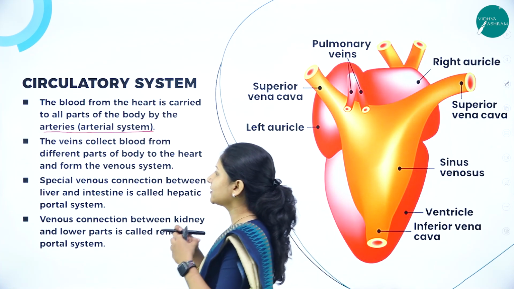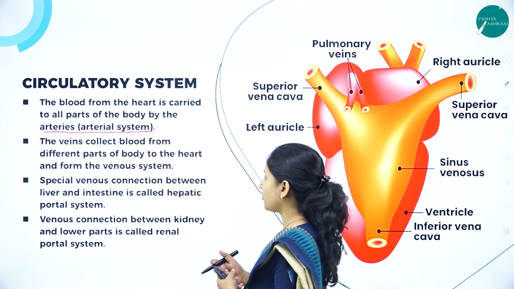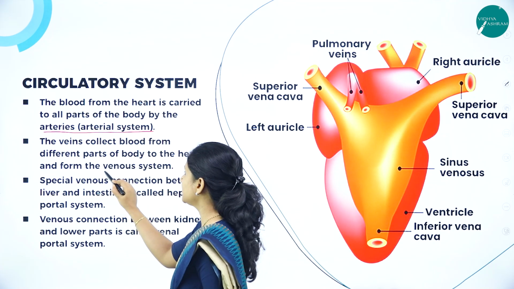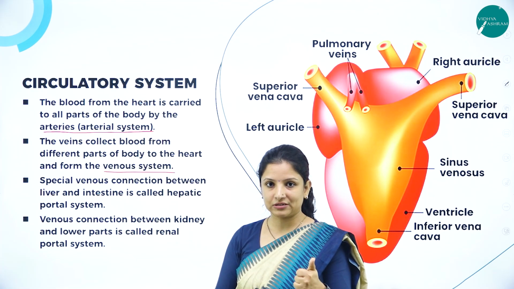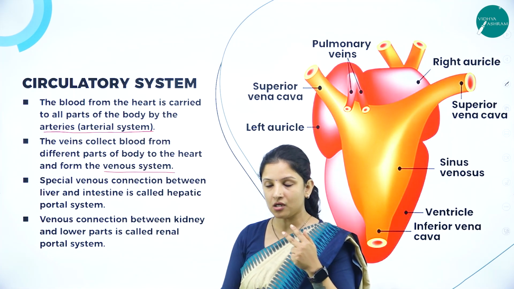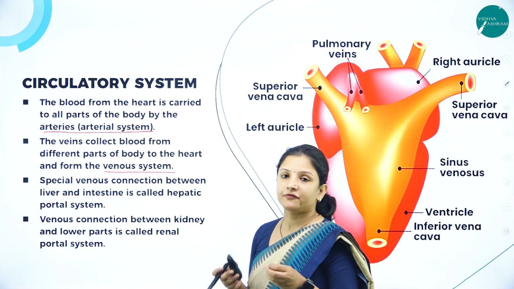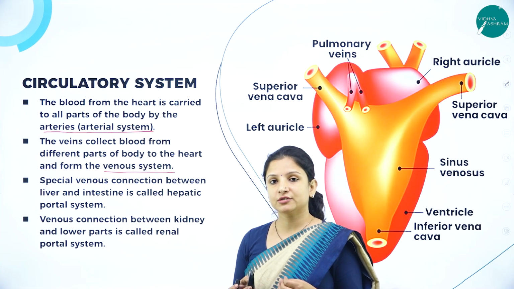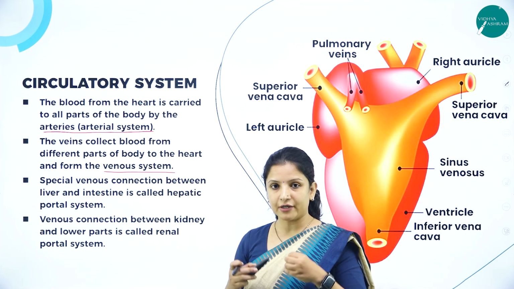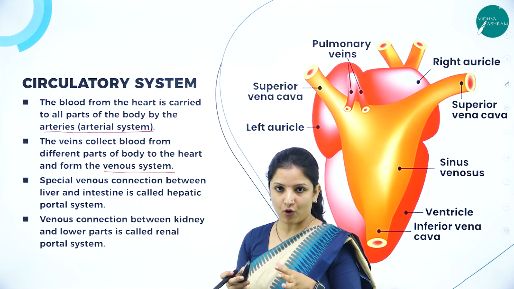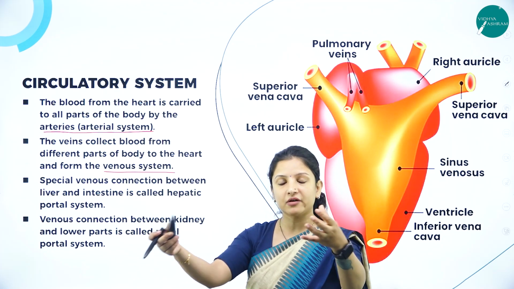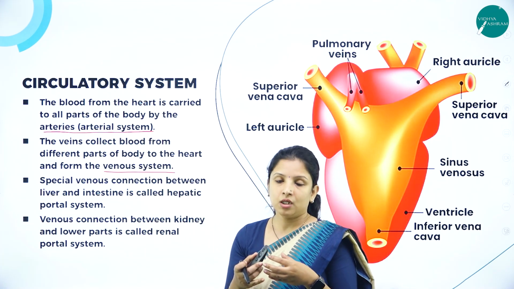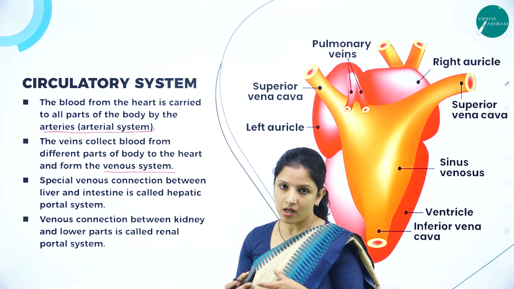And the veins collect the blood from different parts of the body to the heart, which forms the venous system. So the heart of the frog functions by two systems, that is the arterial system and the venous system. The function of the arterial system is to carry blood from the heart to different parts of the frog's body, and the function of the venous system is to collect all the blood from different parts of the frog's body and bring it to the heart.